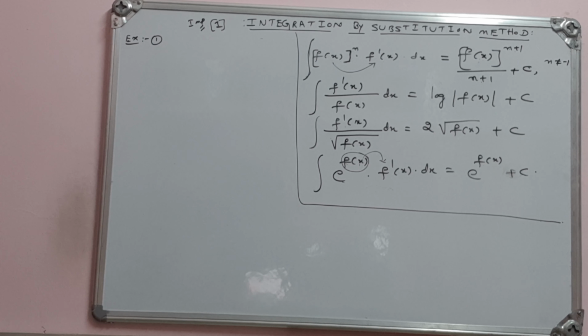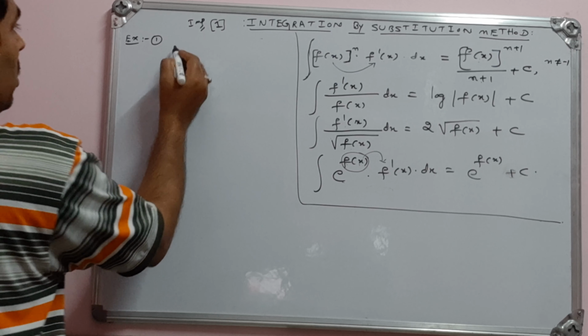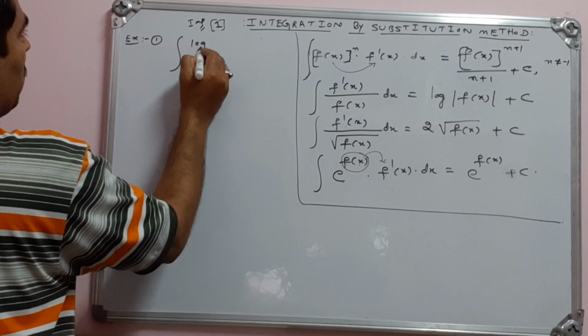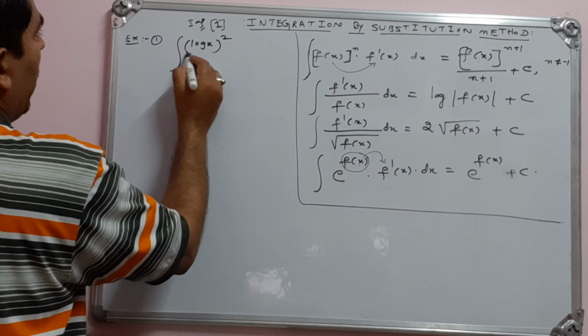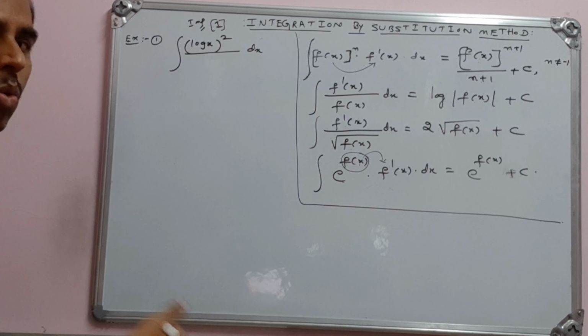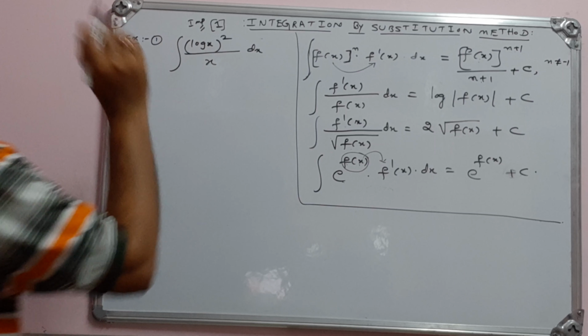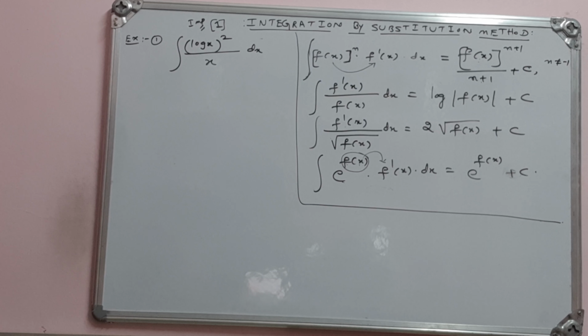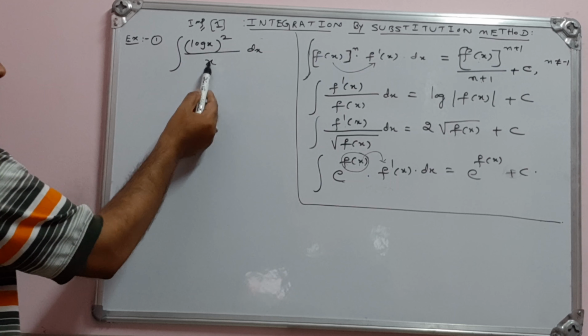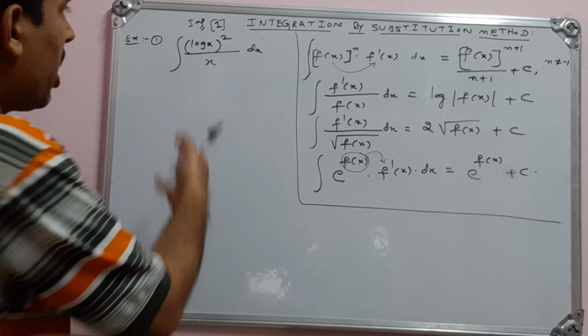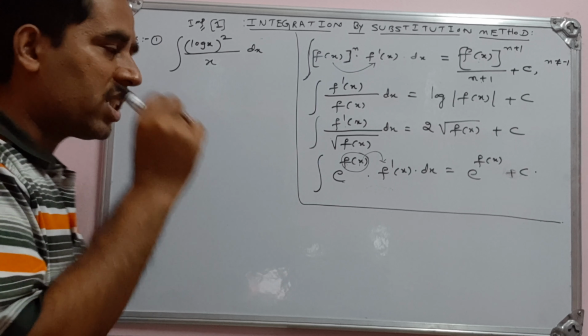All of you observe carefully what I am going to write. Integrate log x whole square divided by x. These are all 2 marks problems. Observe the board carefully. Very, very simple: log x whole square divided by x. We have to integrate this. We don't have a direct formula for integrating this, it is just a technique.